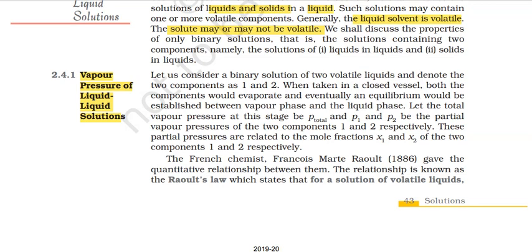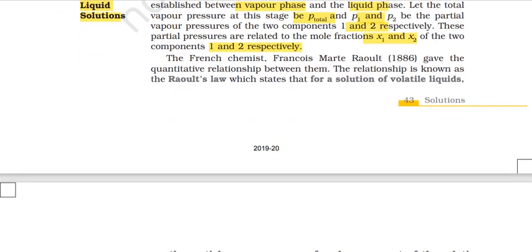Let us consider a binary solution of two volatile liquids and denote the two components as 1 and 2. Okay, we will only do binary solutions in this whole lesson. When taken in a closed vessel, both the components would evaporate and eventually an equilibrium would be established between the vapor phase and the liquid phase. Let the total vapor pressure at this stage be P total and P1 and P2 be the partial vapor pressures of the two components 1 and 2. These partial pressures are related to the mole fractions of the two components. What did we do? We took two different components, and both were liquids. Their separate pressures were partial pressures P1, P2, related to Chi1 and Chi2, and together they give P total.